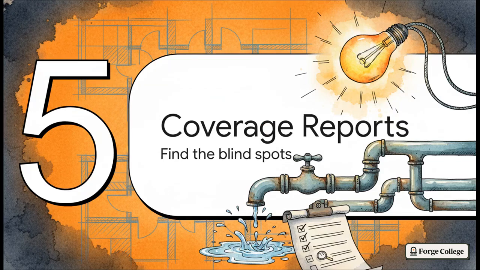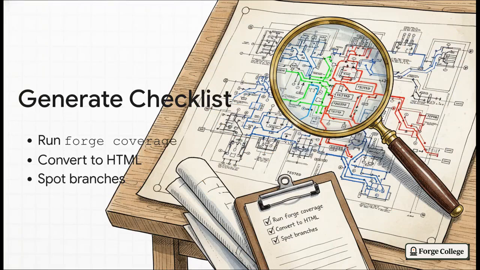Which brings us to Section 5, generating coverage reports. Okay, the lights are on, the water works perfectly, but we're not quite done. It is time for the ultimate building inspector's checklist to ensure absolutely no dark corner was left unchecked. To generate this checklist, we use a command called forge coverage --report lcov. This runs your tests and tracks exactly which lines of code were executed and which were totally ignored, outputting it all into an lcov.info file.